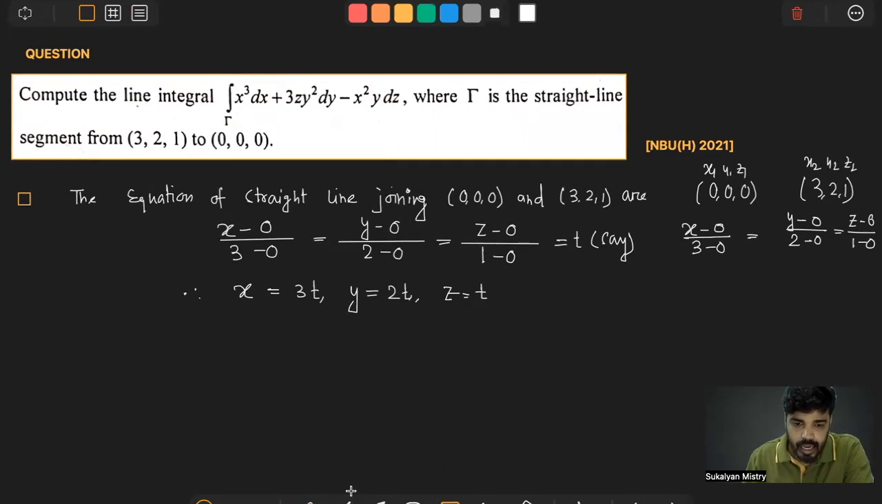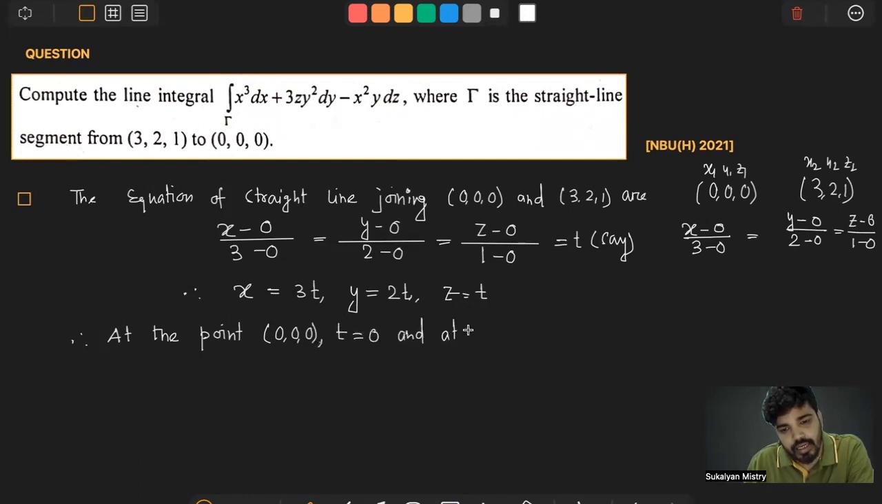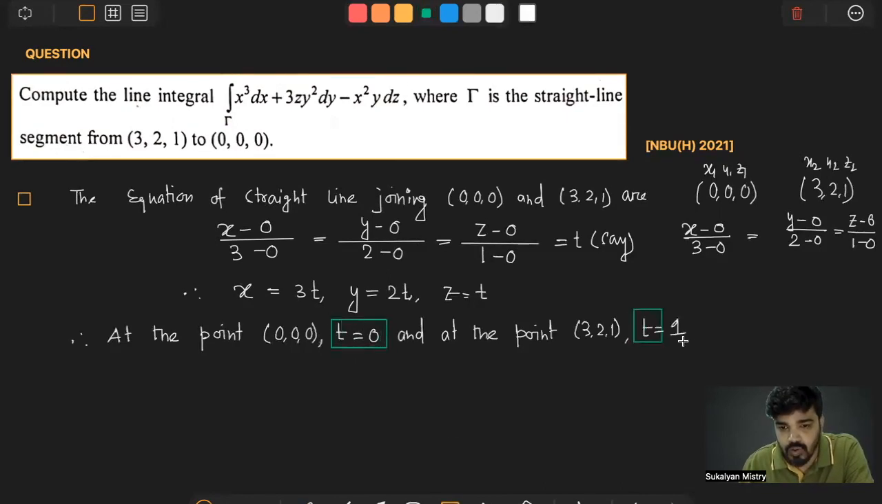So therefore, at the point 0, 0, 0, t is equal to 0, and at the point 3, 2, 1, t is equal to 1. Getting my point? If you put t is equal to 1, you get this point 3, 2, 1. If you put t is equal to 0, you get 0, 0, 0. That means this point. So here we have to integrate from t is equal to 0 to t is equal to 1.